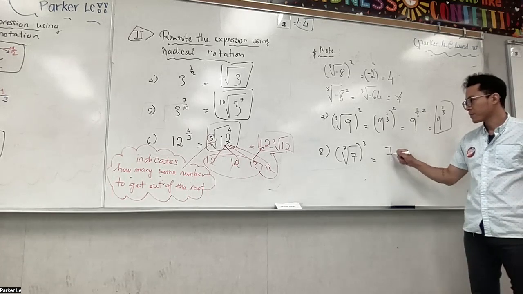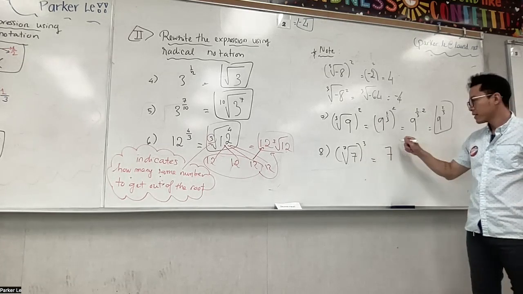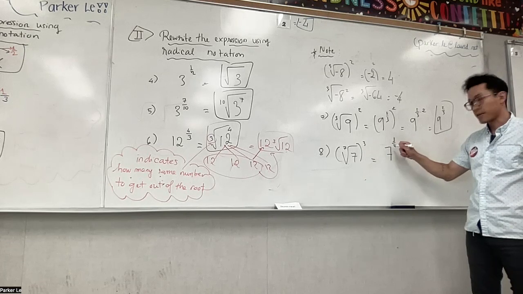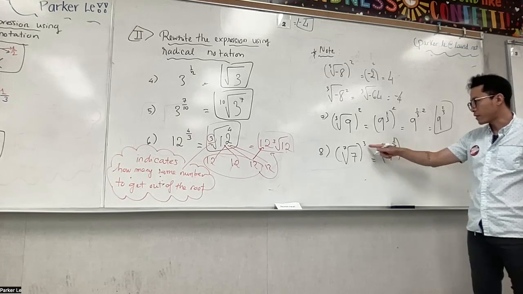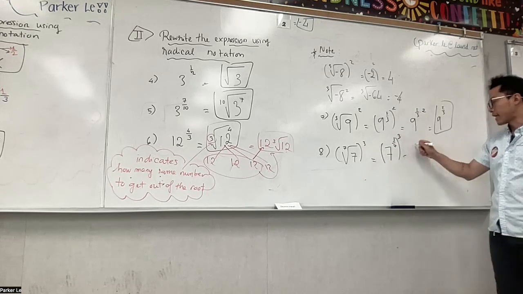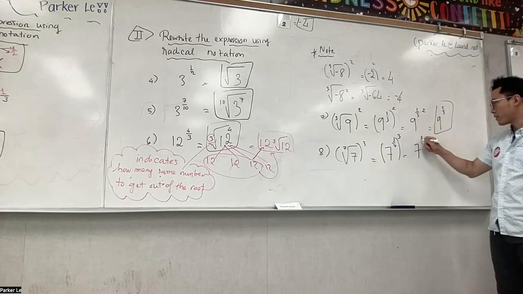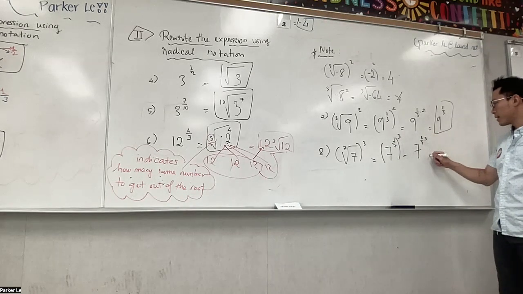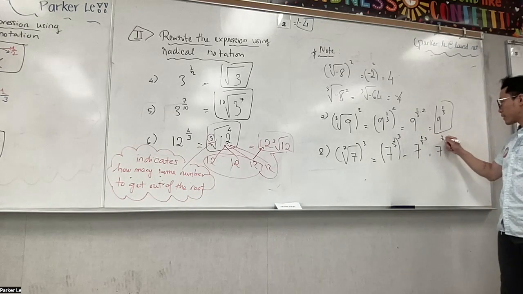Okay, so 7. The power is 1, right? So 1 over 7, right? And then you have the 3 outside, and then you multiply it. So 1 over 7 times 3, which is 7 to the 3 over 7. Yeah.